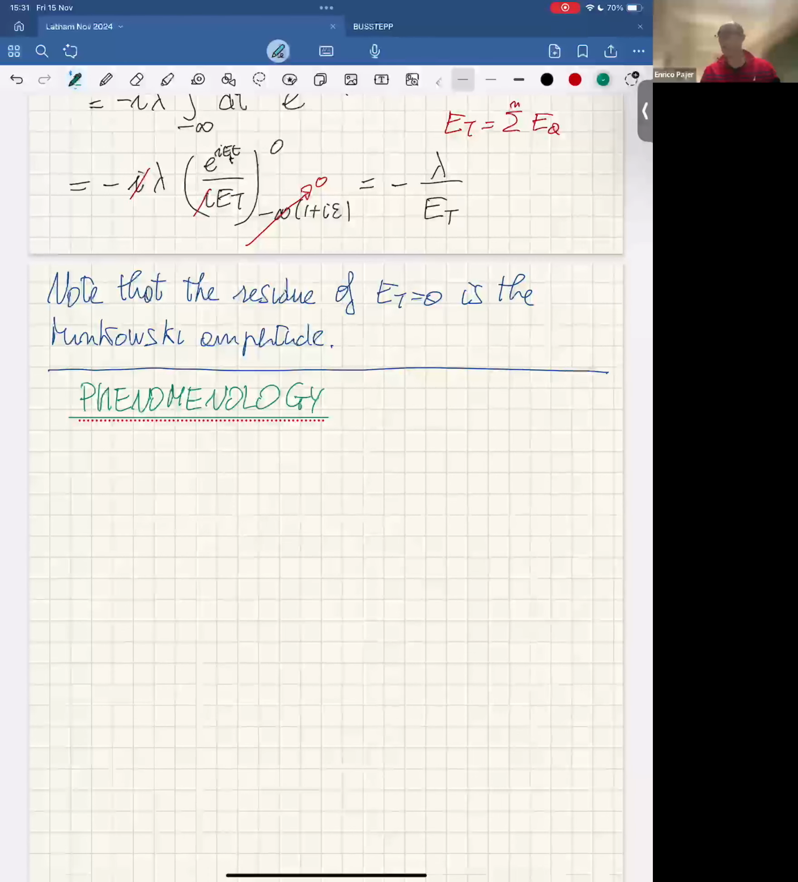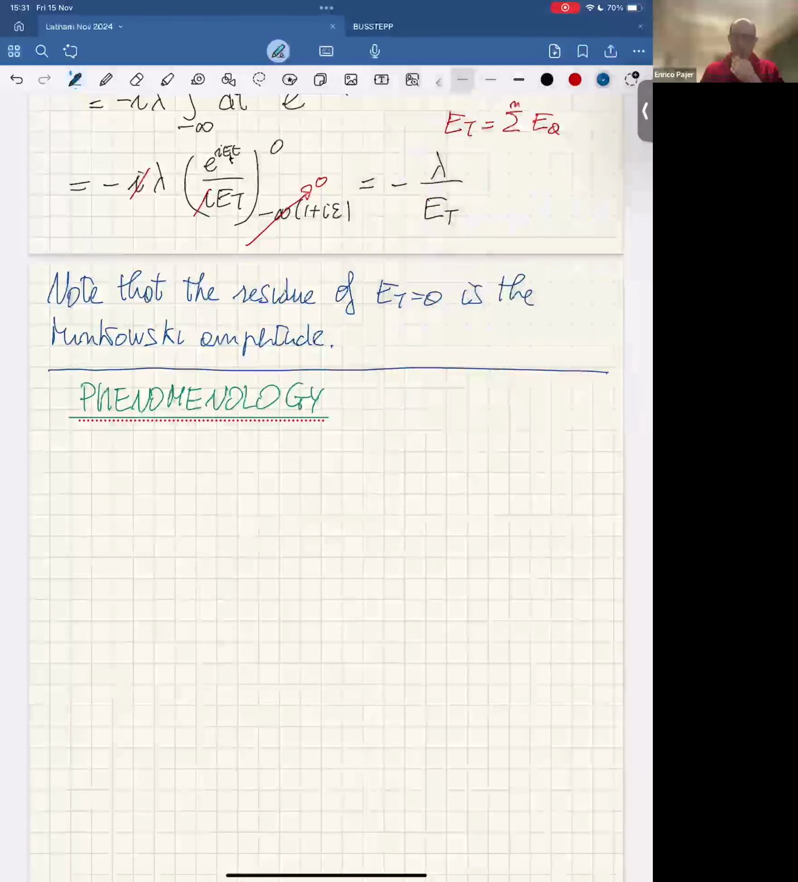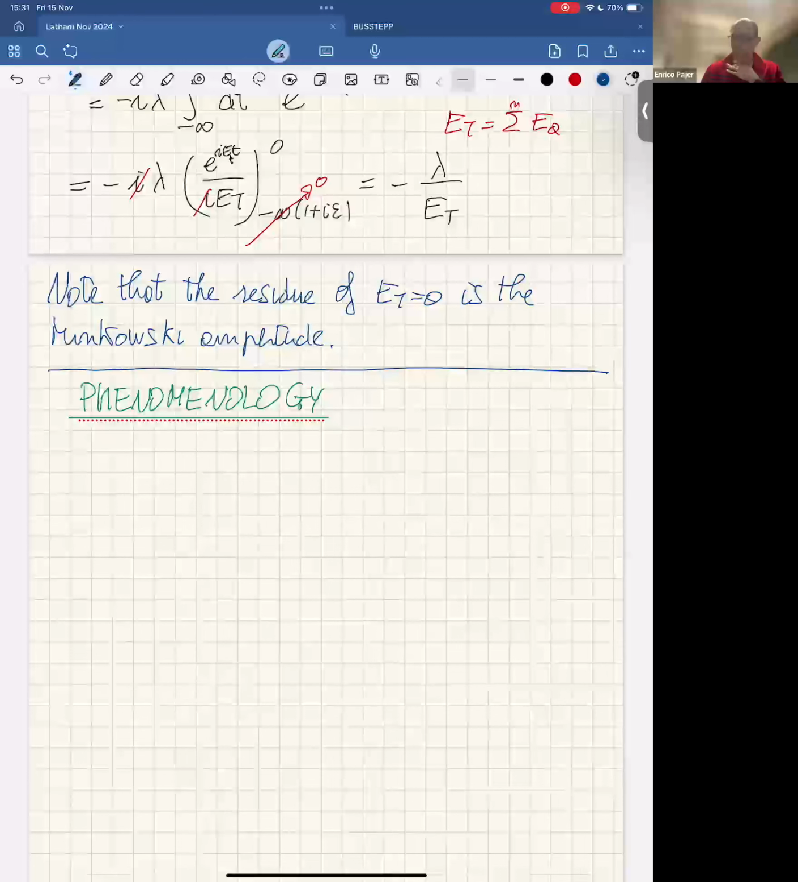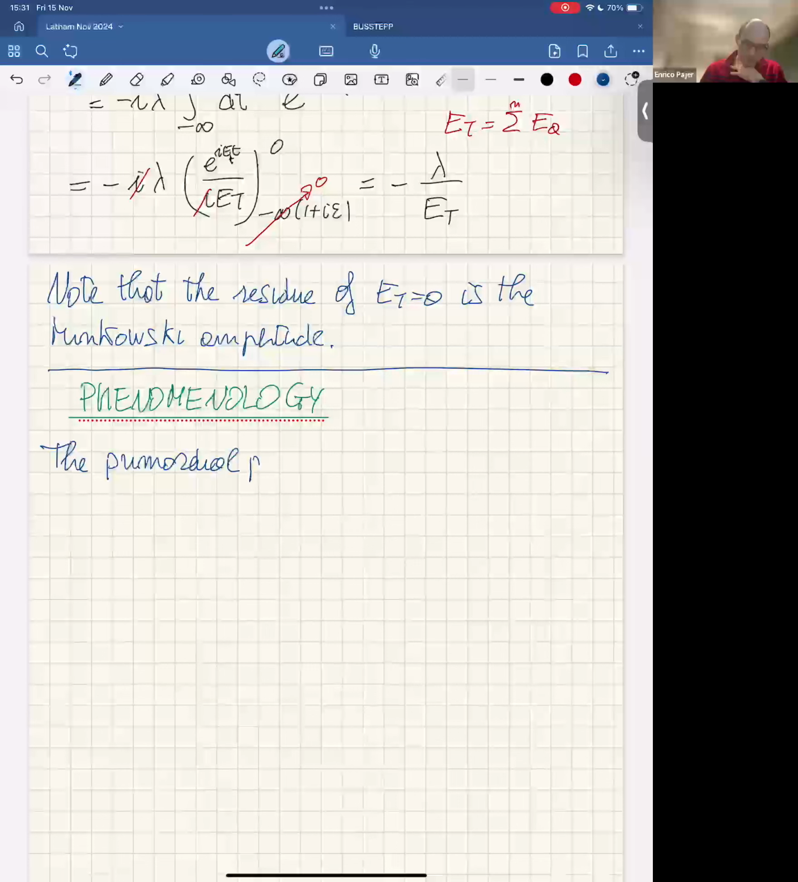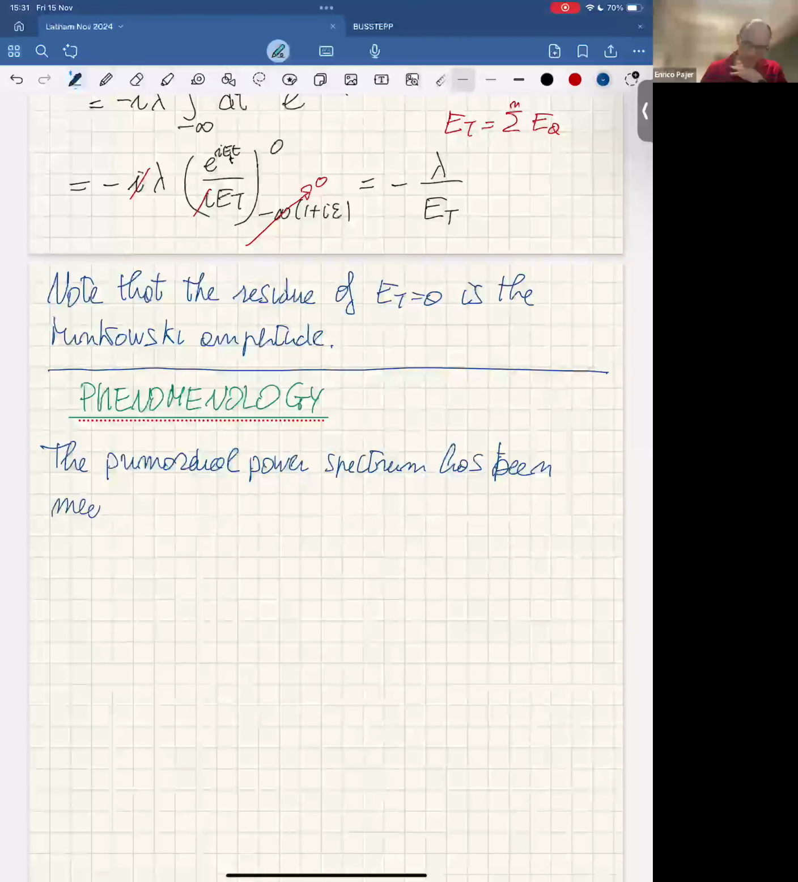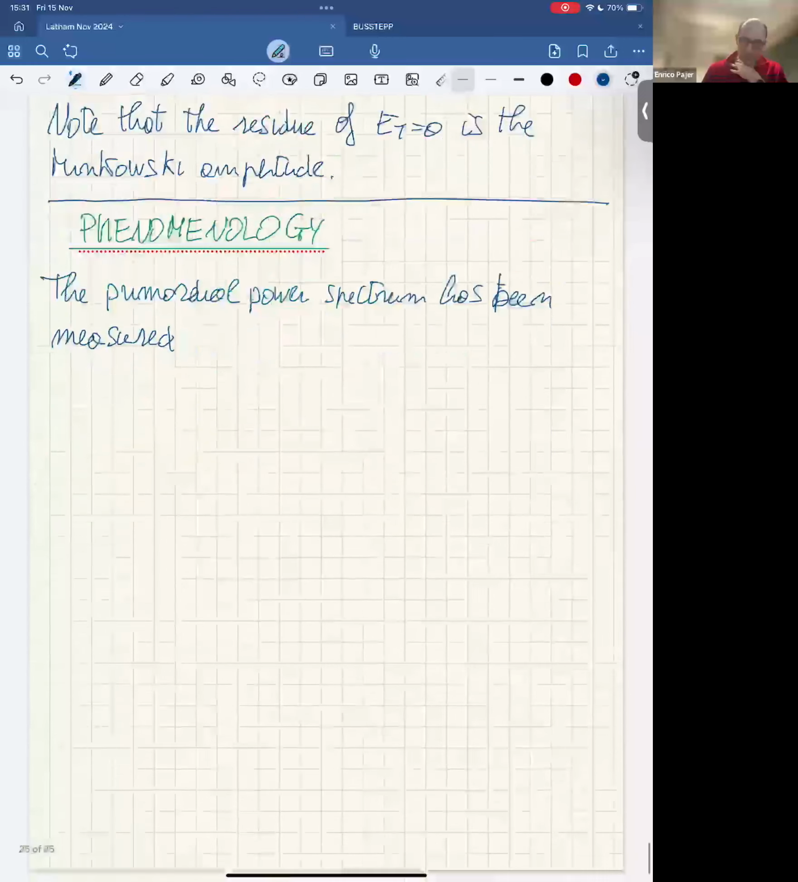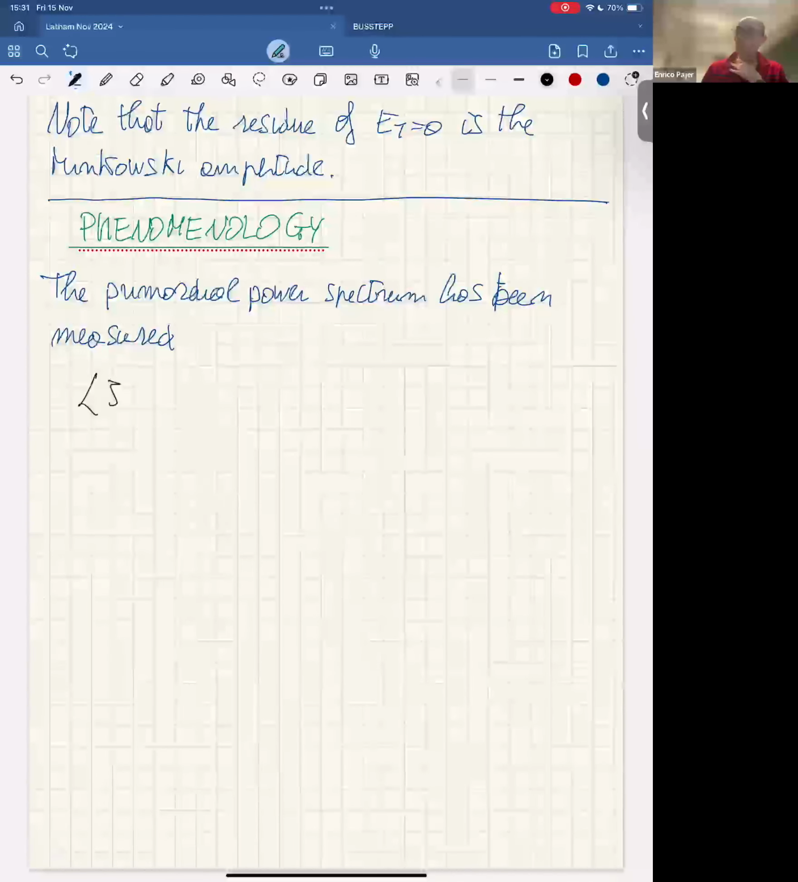Good. Then I'll conclude these lectures with just a few comments on phenomenology, and maybe I'll say a few words about what people are doing, but I will not discuss any recent result in detail. Okay, so the primordial two-point function, the power spectrum, has been measured. So the two-point function has been measured. This is the two-point function of zeta.